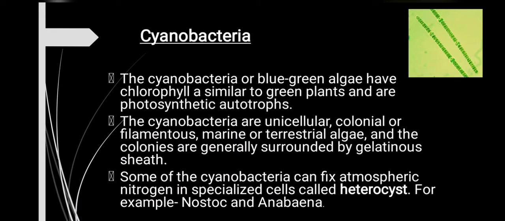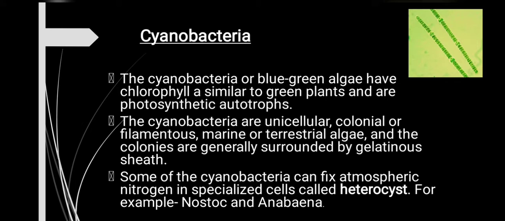Cyanobacteria is an example of eubacteria. It is otherwise called blue-green algae, and they are photosynthetic autotrophs because they have chlorophyll molecules similar to the chlorophyll present in higher plants, and they capture sunlight and bring about photosynthesis, and hence they are called photosynthetic autotrophs. These cyanobacteria can be unicellular, colonial or filamentous, marine or terrestrial algae, and the colonies are surrounded by a gelatinous sheath.